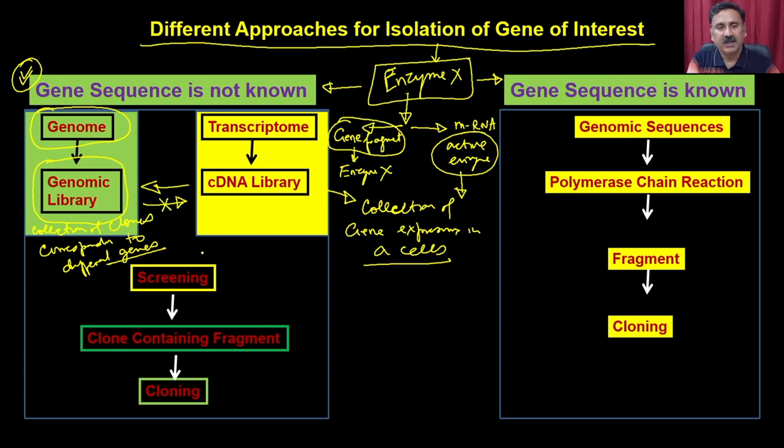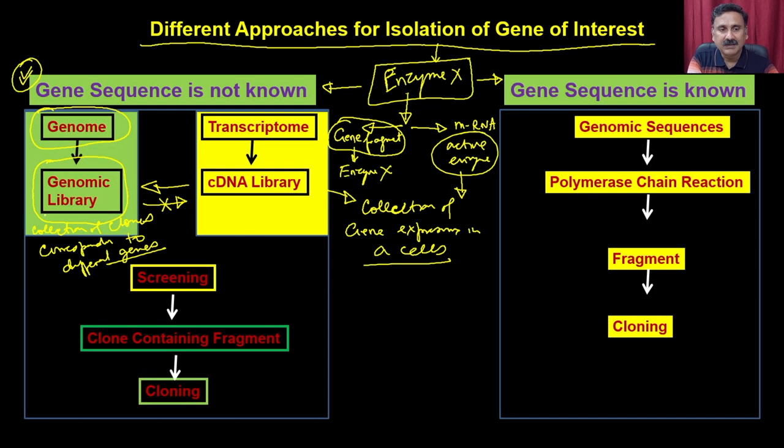Once you have the library, just like you have a library in your college or institution, and you want to study a book about protein biochemistry or protein structure determination, what you are going to do is take these keywords and put them into the software. The software is going to go through your institutional library and tell you, these are the books available related to protein structure determination. Then you are going to screen out the suitable book.